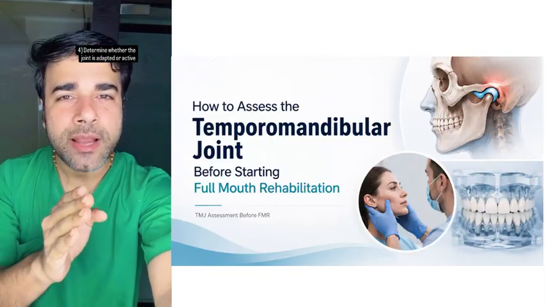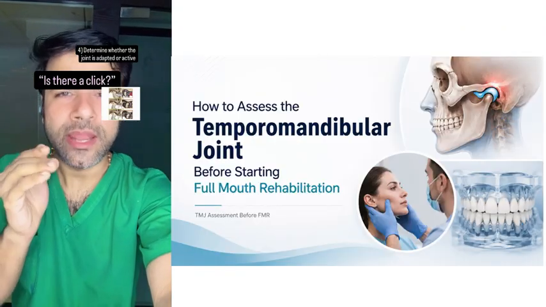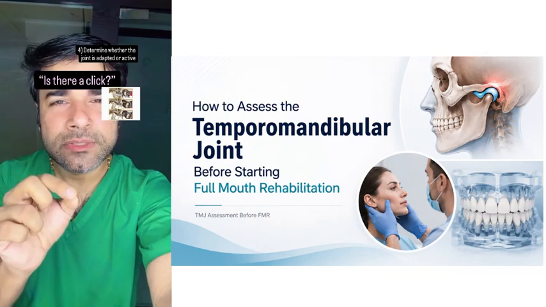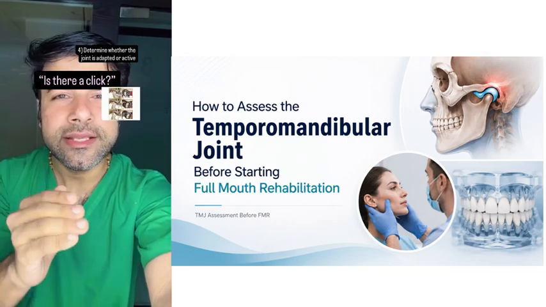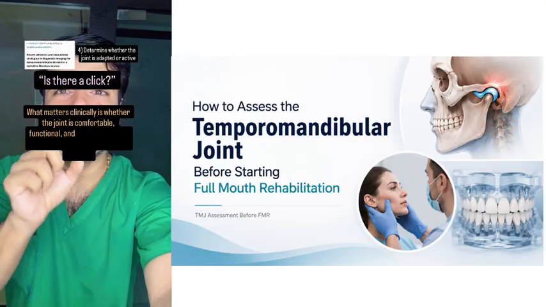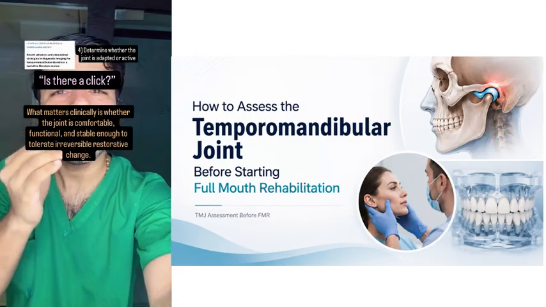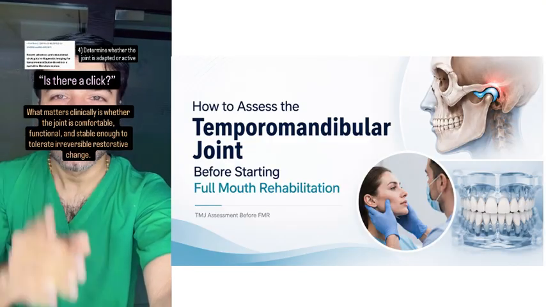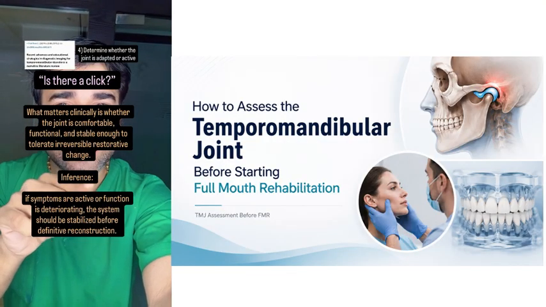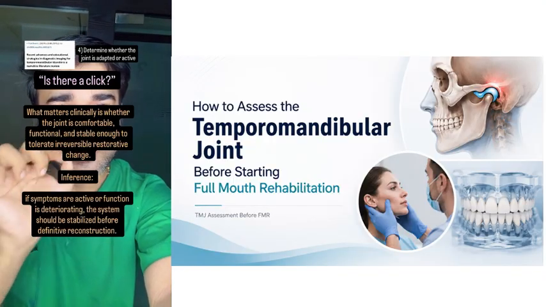Next, determine whether the joint is adapted or active. For FMR planning, the key question is not simply, is there a click? Many patients have signs without major disability, and some asymptomatic individuals show internal derangement on imaging. What matters clinically is whether the joint is comfortable, functional, and stable enough to tolerate irreversible restorative change. Inference: if symptoms are active or function is deteriorating, the system should be stabilized before definitive reconstruction.